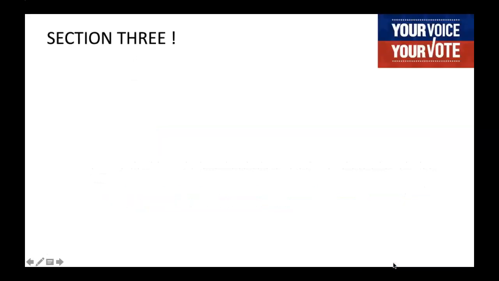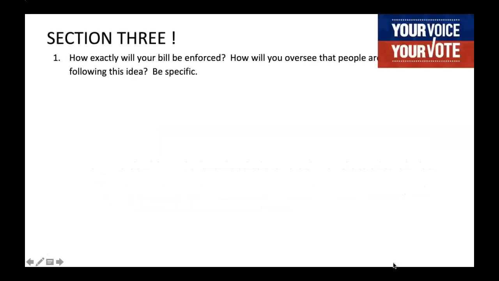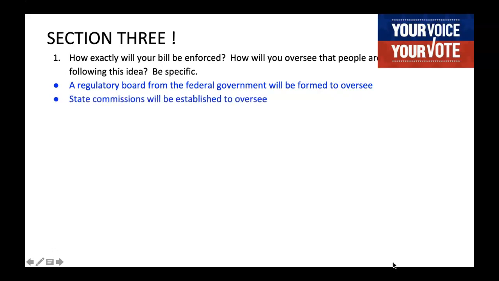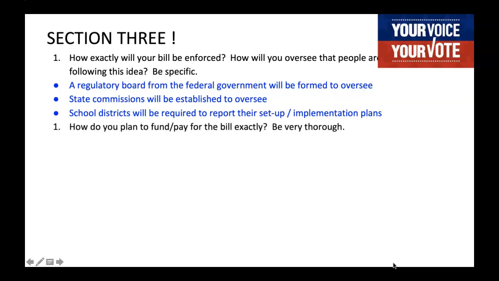Now, in regards to the last section here, how exactly will this be enforced? I plan to put forth a proposal to have regulatory boards at the federal level and also at the state level to oversee that these procedures are being implemented, as far as ease and access to voting polling locations, and also as far as the outreach from representatives to schools themselves. Also, school districts are required to lay forth a detailed report of their setup and their implementation procedures and plans for this protocol to be implemented.